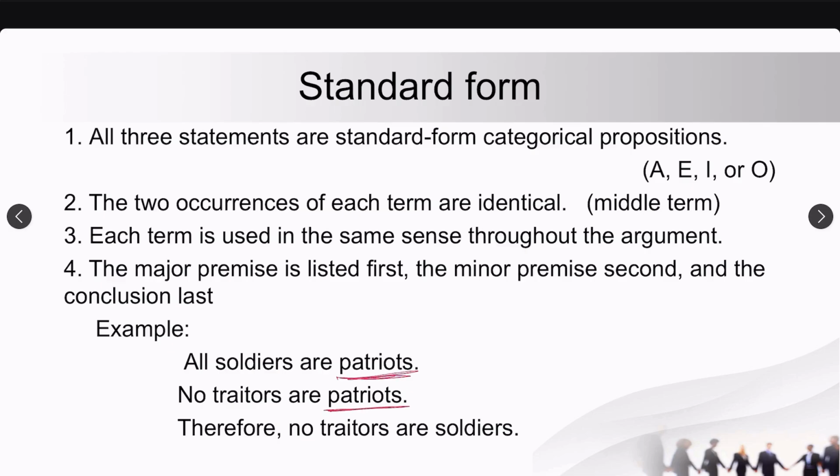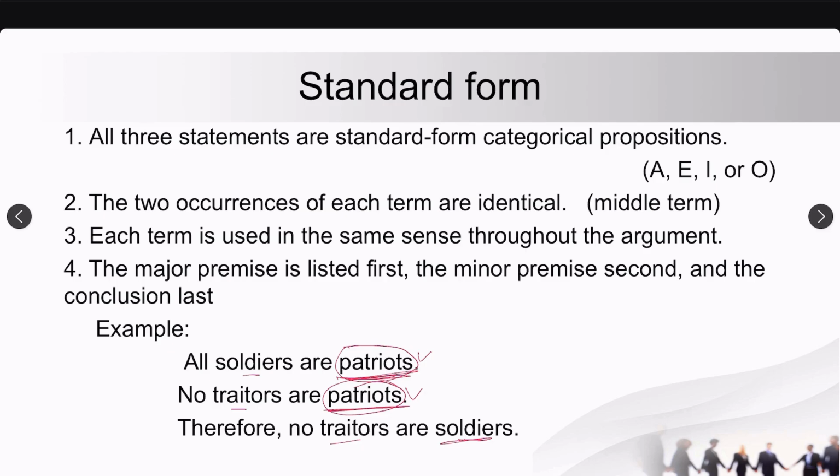जैसे in this particular case we can see that all soldiers are patriots, no traitors are patriots, meaning that यहाँ पे जो terms है that should be identical. And then the third point is each term is used in the same sense throughout the argument, meaning that यहाँ पे जो soldier का meaning है that should be same in the conclusion. जैसे यहाँ पे traitor है, so it should be same in the conclusion as well.